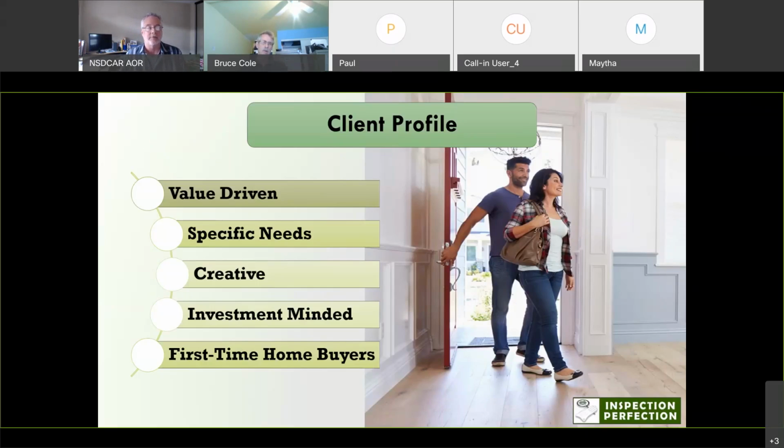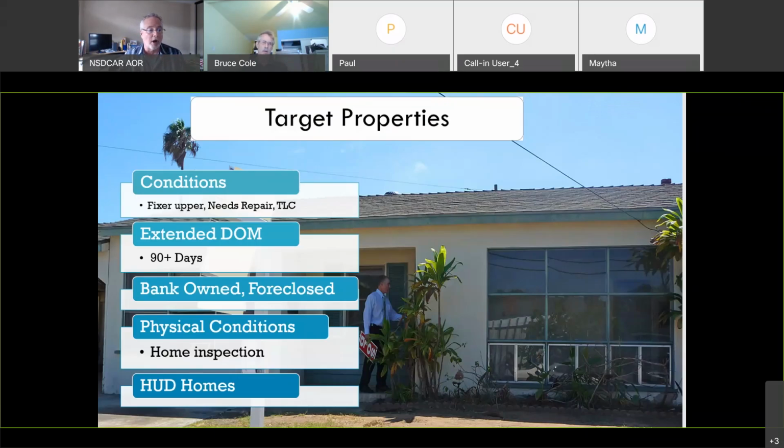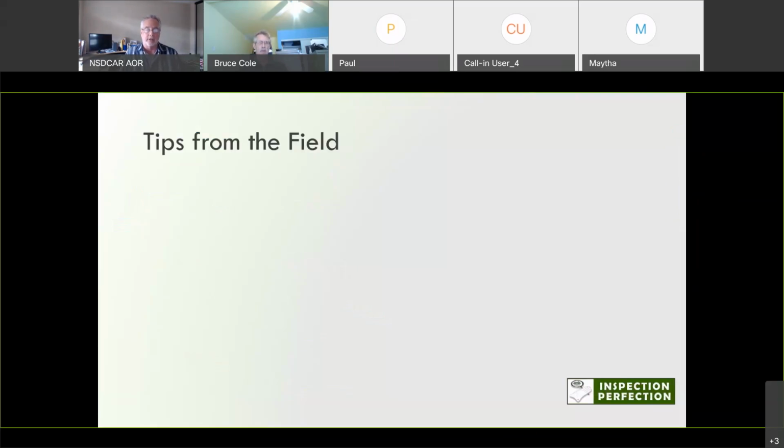This is a good opportunity for first-time home buyers. When we're looking at target properties, again, these are the fixer-uppers that need repair, TLC. They've been on the market for a long period of time. Start to look at bank-owned and foreclosed properties out there. You're going to be able to buy them at a discount. Also properties that run into problems from the home inspection process. And then, as you probably know, HUD maintains a list of HUD properties that are available.